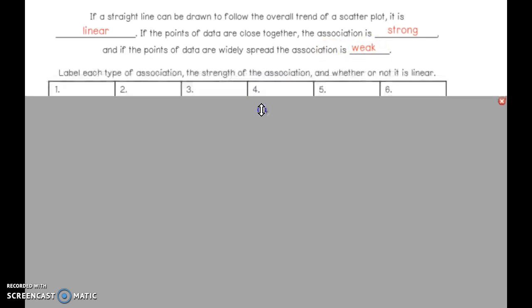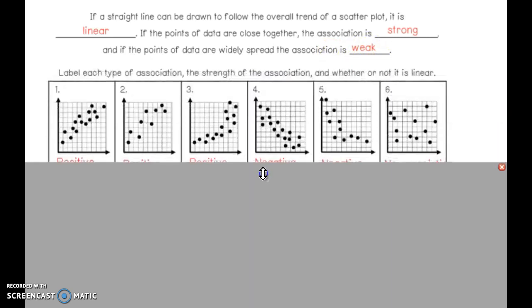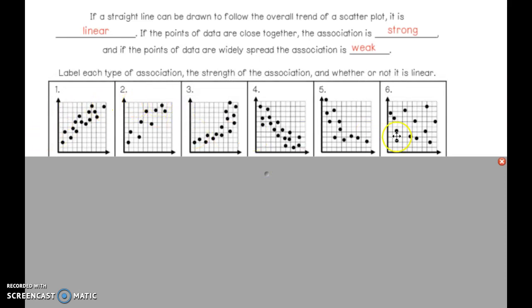Down below, you've got some examples to play around with to see if you can get comfortable with whether it's linear, nonlinear, whether it's a strong relationship or a weak relationship. So try these, pause the video, and then play it so you can check your answers.